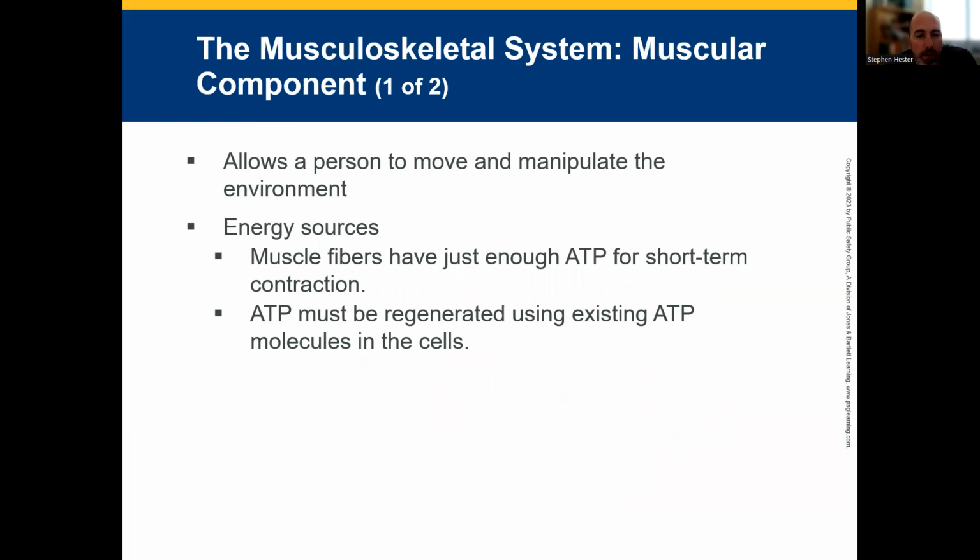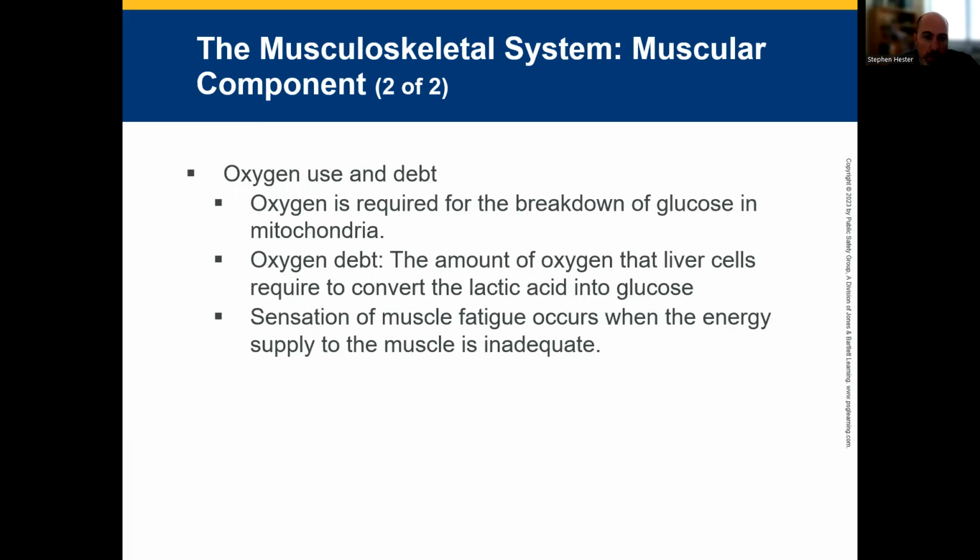So muscle fibers have just enough ATP for short-term contraction. Then ATP must be regenerated using existing ATP molecules in the cells. And this is why it's important to understand glycolysis with the glucose breakdown, the Krebs cycle, so that we understand how ATP is made and how it's regenerated so that we know that our muscles are going to work. All right. Oxygen is required for the breakdown of glucose in the mitochondria. If we have an oxygen debt, the amount of oxygen that liver cells require to convert the lactic acid into glucose. Then the sensation of muscle fatigue occurs when the energy supply to the muscle is inadequate.